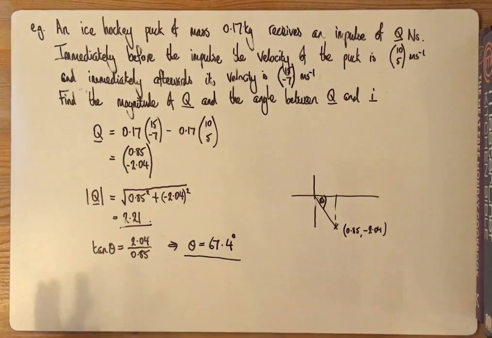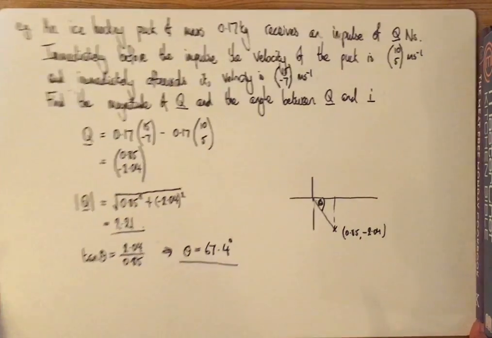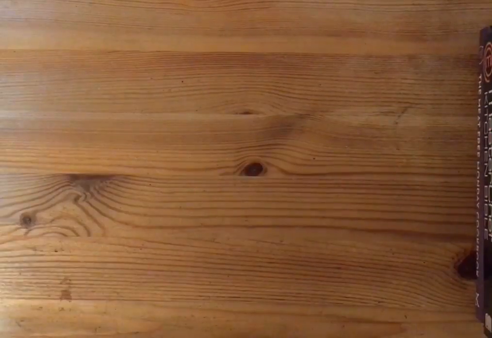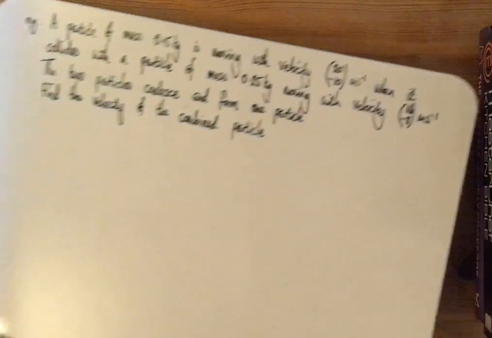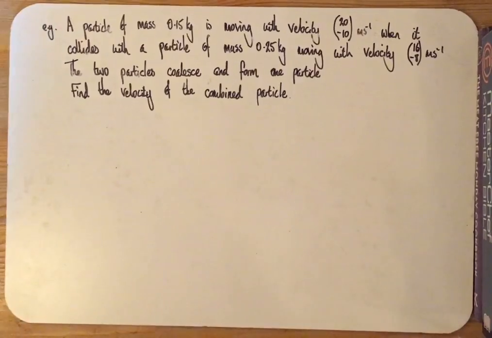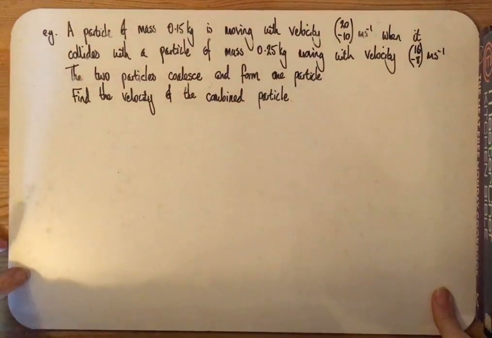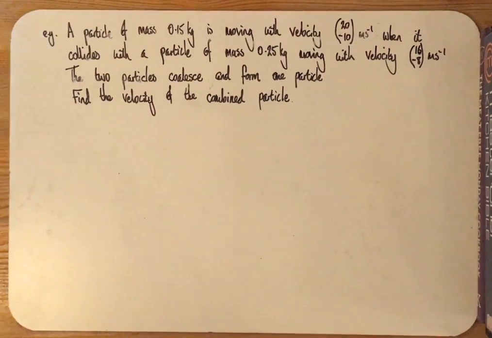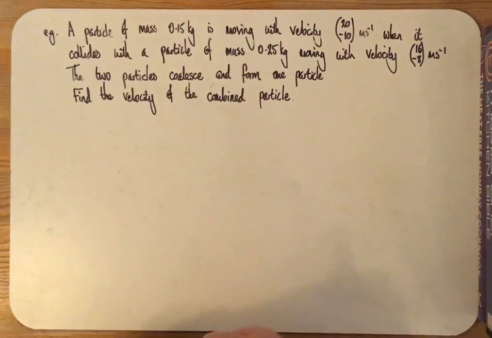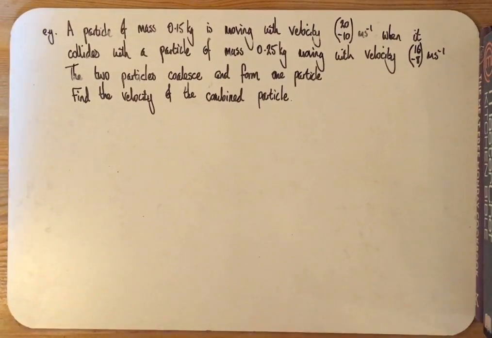Okay, it really is what we were doing before, but just putting some vectors in. And then last example, it's just a little bit of momentum. So a particle of mass 0.15 is moving with velocity 20i minus 10j when it collides with another particle, 0.25 kg, moving with velocity 16i minus 8j. The two particles coalesce and form one particle, and we want to find the velocity of the combined particle.